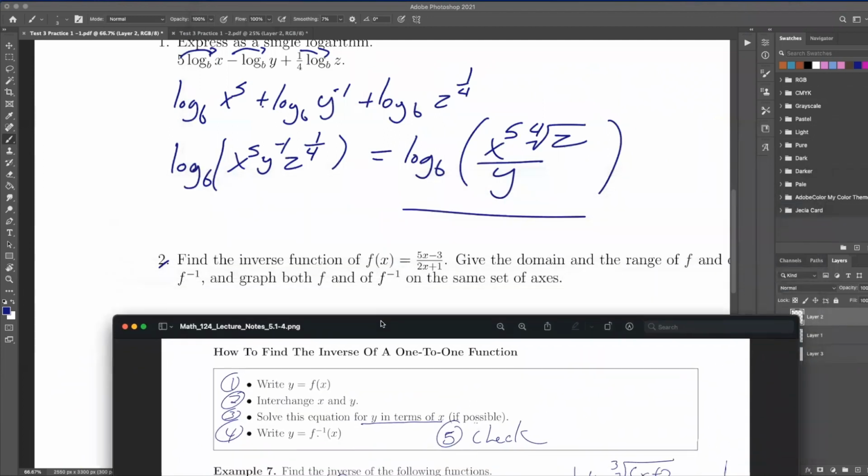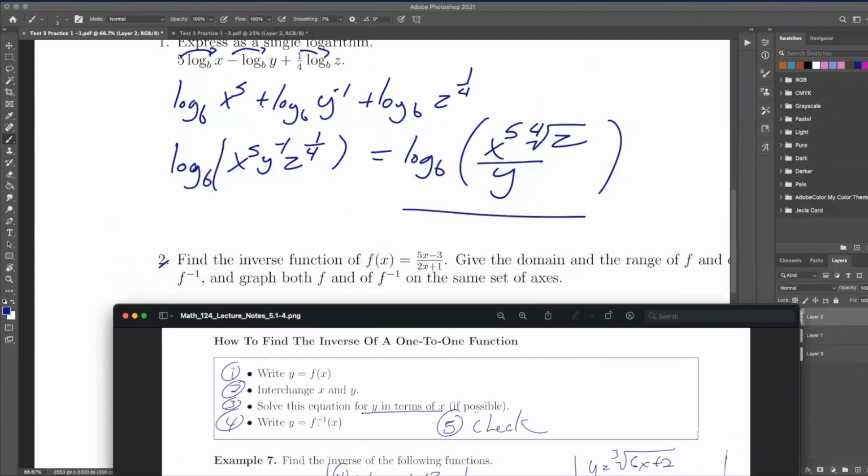So here we're going to find the inverse. Remember, to find the inverse, we write y. This is 5-1, page 4, in case you're wondering. We switch out f of x for y, we interchange x and y, we solve for y if possible, and then we write y equals f inverse of x. And then we just do a quick check. Then I'll teach you how to find the domain and range and all this stuff. Okay, so let's just do that.